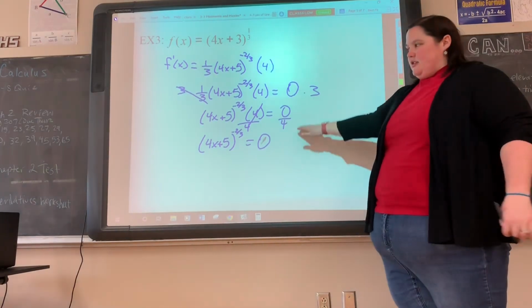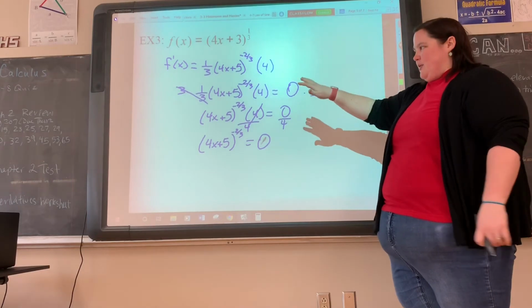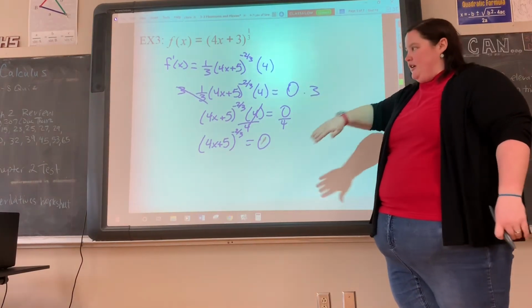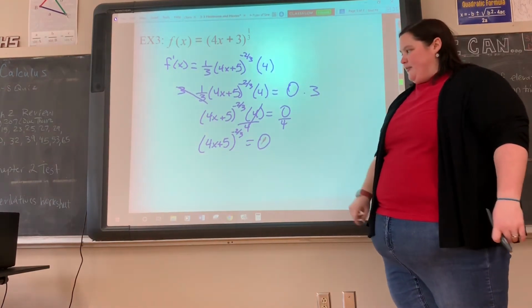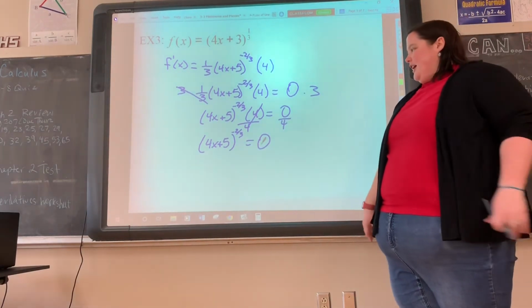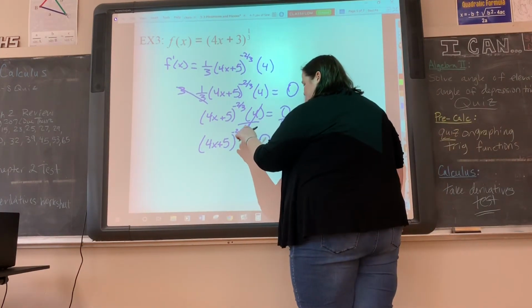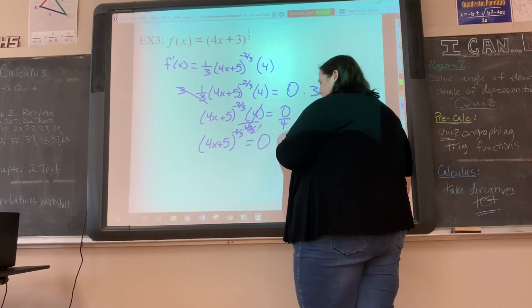Okay? So you should start noticing a little bit of a trend. So the 1/3, that didn't change anything over here. The 4, that didn't change anything over here. Now we have this ugly exponent. The way we get rid of that ugly exponent is we actually use the reciprocal exponent. Okay, so instead of -2/3, we can use the -3/2 exponent.